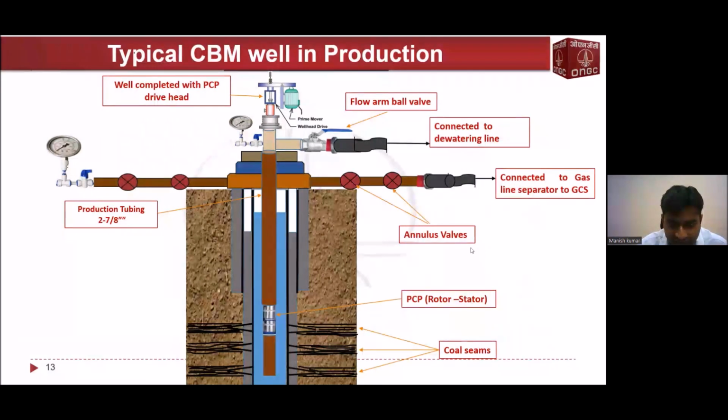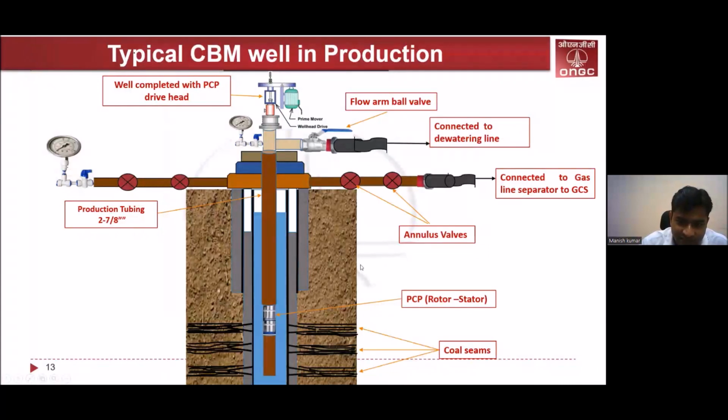This is a diagram which I'll be showing one by one in phases, and you will see how the gas is being produced and how the water is being dewatered from the well. First of all, this well is completed with PCP, that is, the artificial lift system has been installed here, which has a prime mover and wellhead drive, which rotates this sucker rod, which is inside the production tubing, and the flow arm valve, which is connected to the dewatering line, which is connected to the GCS also. And here are the annulus valves, which are connected to the gas separator of the well site and further connected to the GCS.